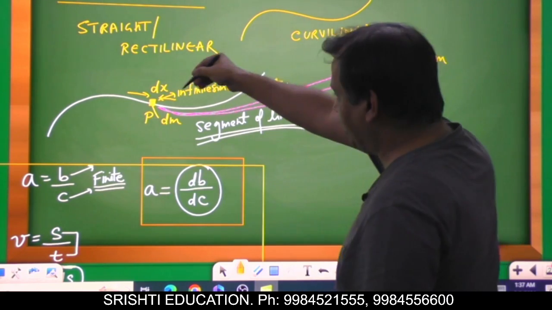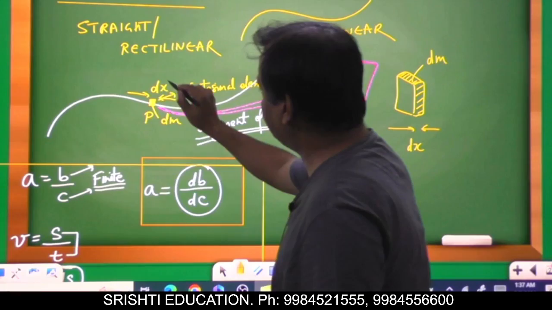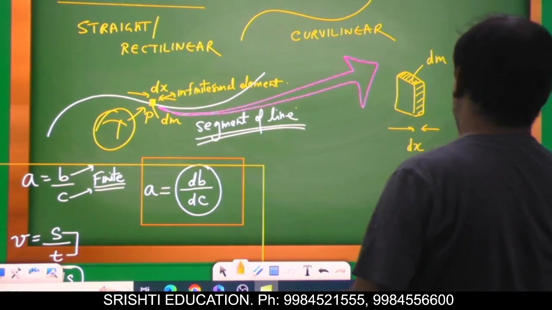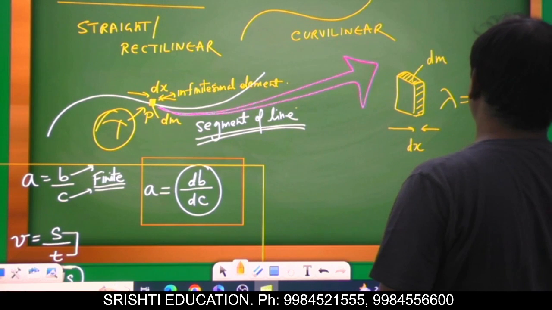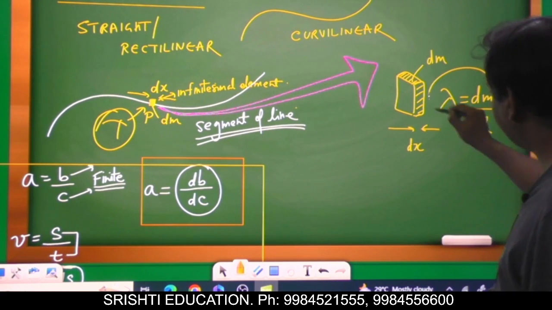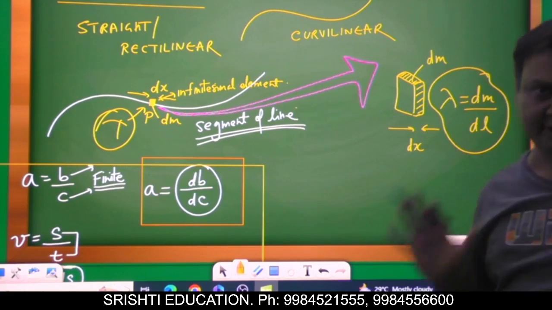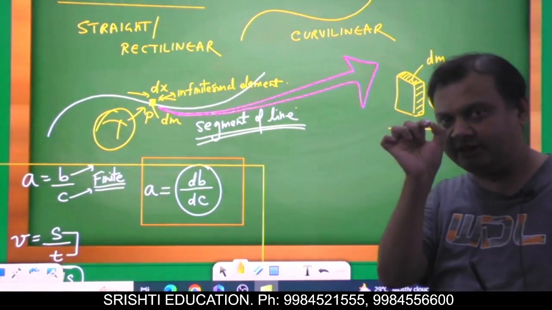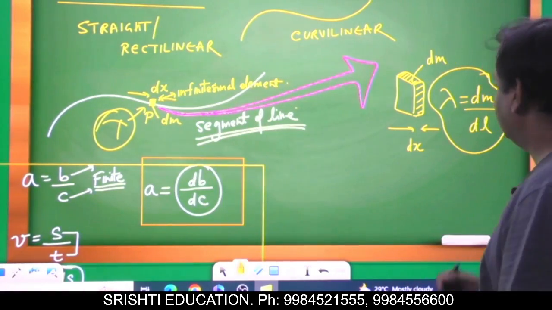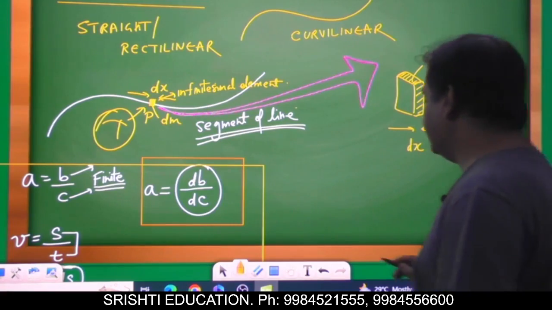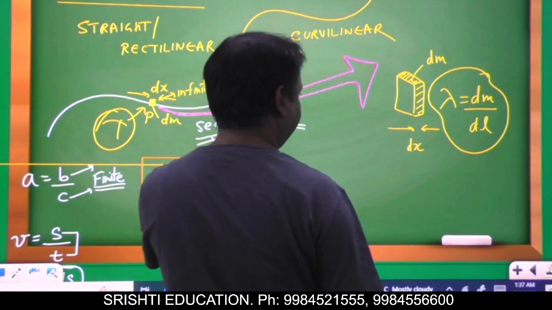So at this point we have to find the value of lambda, correct? Our target was finding lambda at this point. So at this point lambda will be the mass contained per unit length, that is dm by dl. So this is the defining equation of the linear mass density at any point. At which point you have to find a linear mass density, take some infinitesimal element of length dx and its mass dm. So lambda at that point will be dm by dl.